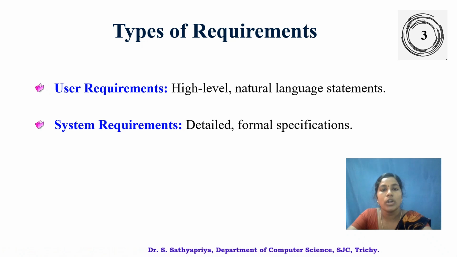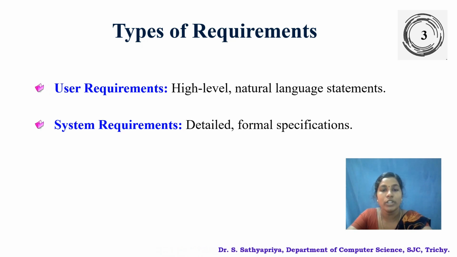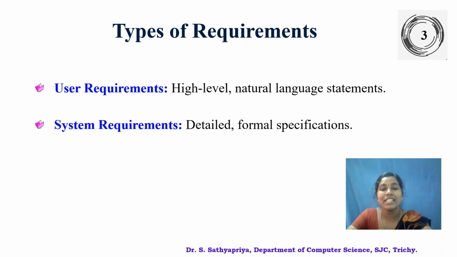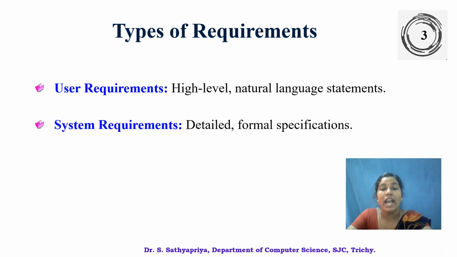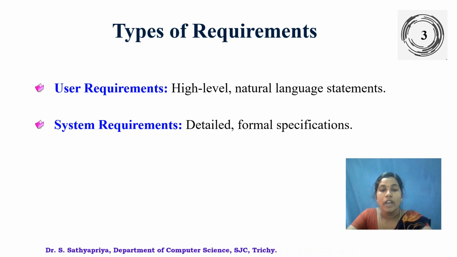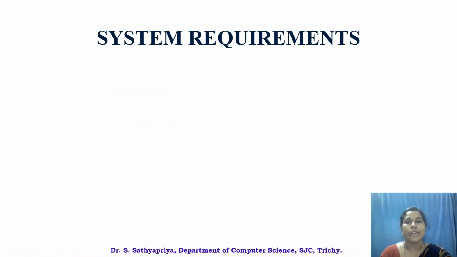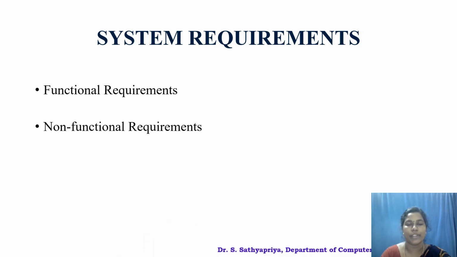System requirements are detailed and technical specifications derived from user requirements. For example, a system requirement could be: implement GPS based order tracking with updates every 5 seconds. Understanding these classifications ensures we align user needs with the technical implementation. By breaking them down, we make the development process more structured and efficient. System requirements are further classified as functional requirements and non-functional requirements. Let's discuss these requirements one by one.